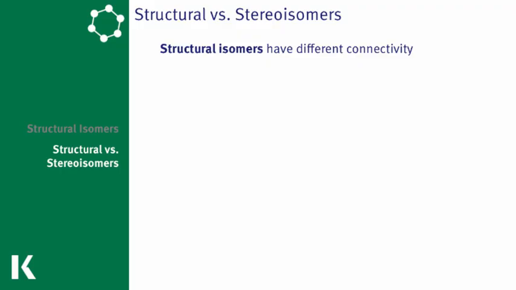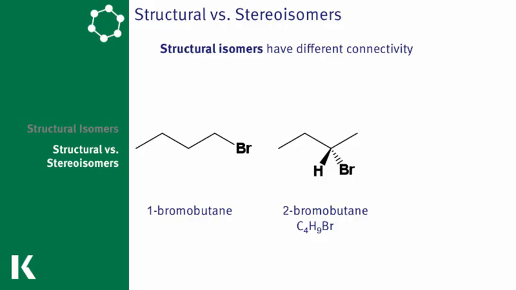Now that you know what structural isomers are, we should point out what they are not. Take, for example, 2-bromobutane with its molecular formula C4H9Br. If you move the bromine group over one carbon, you can create the structural or constitutional isomer 1-bromobutane.